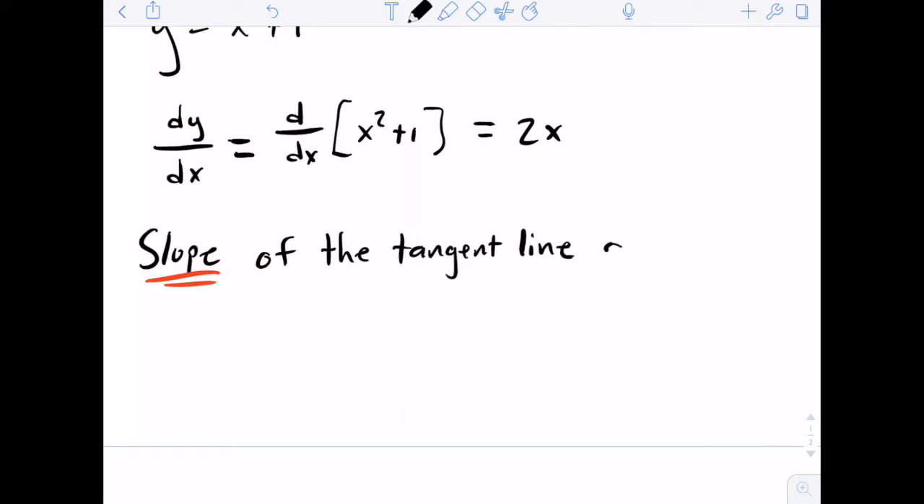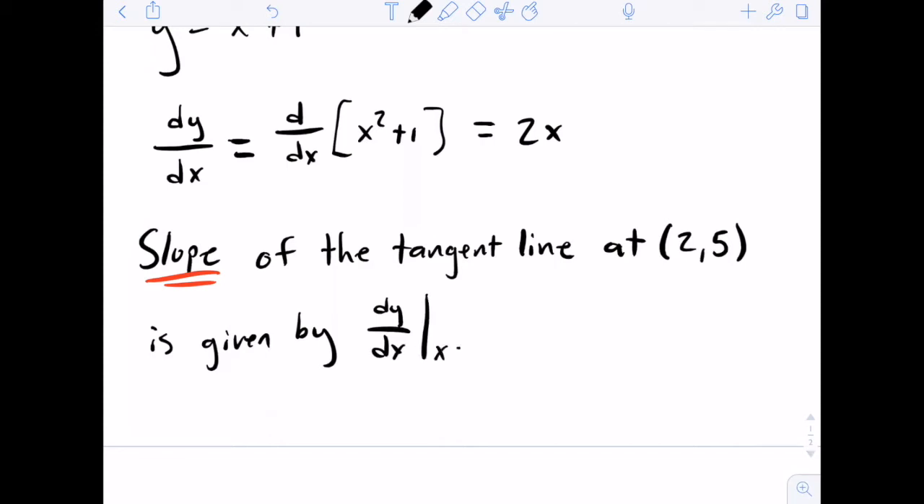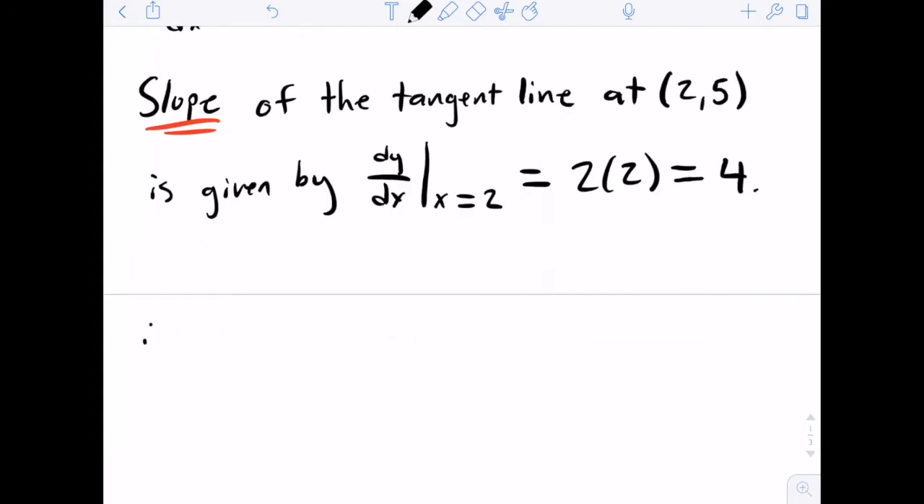the slope of the tangent line at the point (2, 5) is given by the derivative evaluated at that point. So it's the derivative evaluated at the point where x is equal to 2. That is equal to 2 times 2, just putting 2 in for x, and that's 4. So the slope of our tangent line at that point is going to be 4. Therefore, m is equal to 4 in our equation.